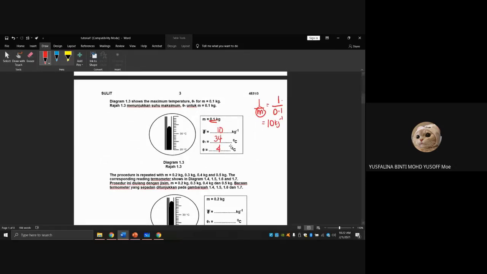Teacher, so basically theta is to find the difference between the initial temperature and the final temperature, right? For theta 0 is the initial temperature, but theta 1 is the difference between initial and final. Yes, correct.